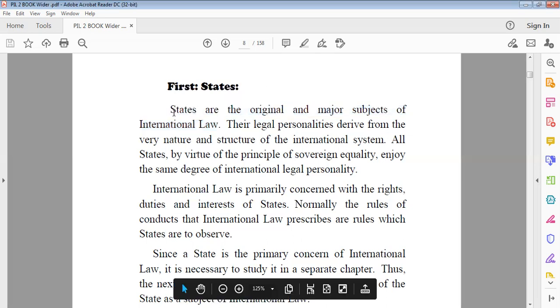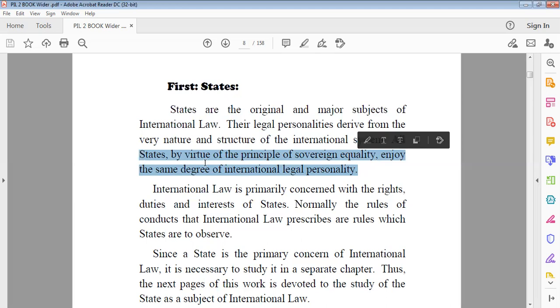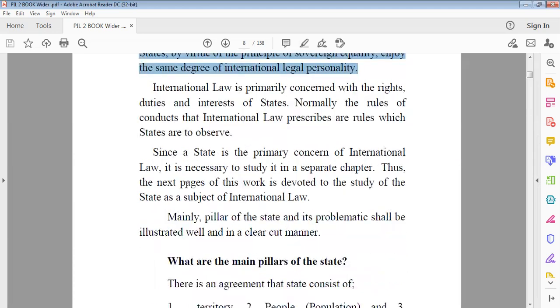So back to this line, states are the original and the major subjects of international law. Their legal personality is derived from the very nature and the structure of the international system. All states, by virtue of the principle of sovereign equality, enjoy the same degree of international legal personality. يعني الفكرة بدي أقولها إنه كل state موجودة في الانترناشونال level or the international society they enjoy the same legal personality. Every state has international legal personality and virtually and theoretically they are equal to each other. الشخصية اللي بتتمتع فيها الدولة الأولى US the same as the international legal personality that is enjoyed by Palestine, okay, and by Lebanon and whatsoever.